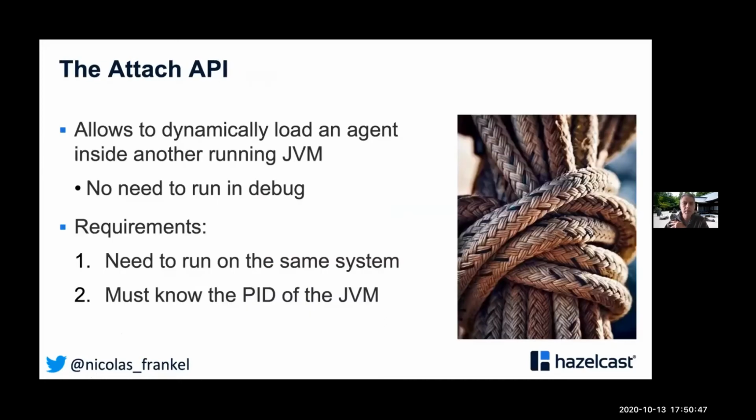As I mentioned, there are two types of agents. The first one is static, the second one is dynamic, and the dynamic agent is part of the attach API. The attach API allows you to load an agent inside another running JVM. And very important, you don't need to run this first JVM in debug mode. You run a standard JVM, it knows nothing about the world outside. You launch another JVM, it will take the jar and put the bytecode of the jar inside the first JVM. There are only two requirements. They need to run on the same system, so I didn't find any way to do that remotely. And you must have access to the PID of the first JVM.